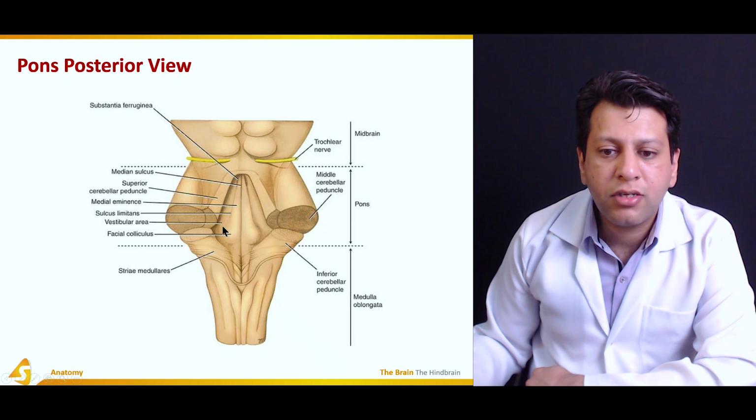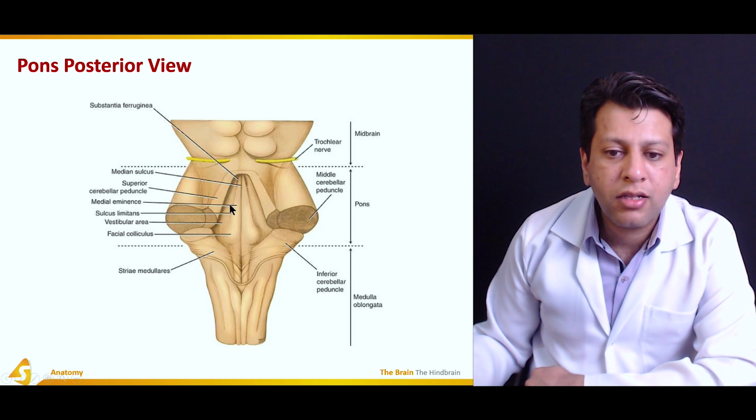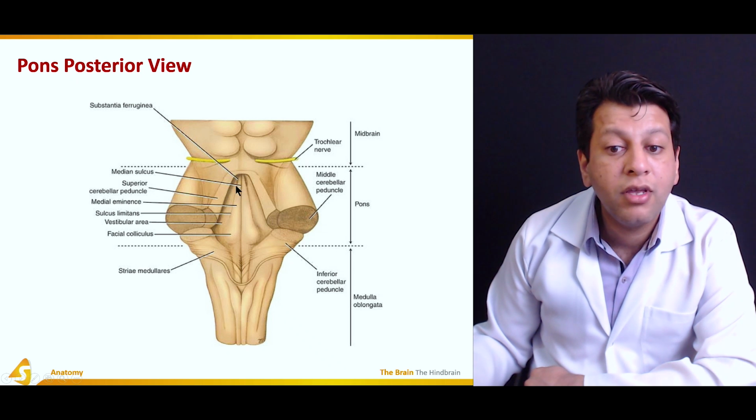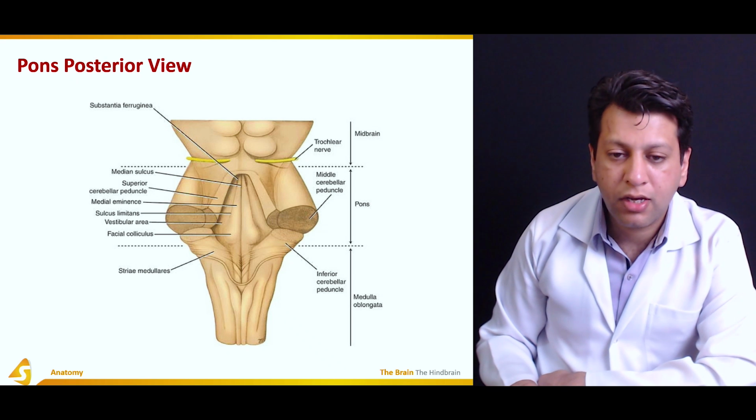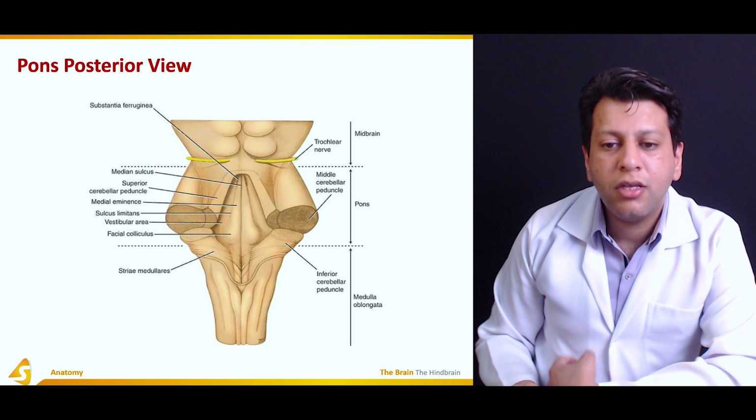These are the two elevations. This is the facial colliculus, which contains the nuclei of the facial nerve. Just lateral to that is the vestibular area or vestibular colliculus, which contains the nuclei of the vestibular nerve. These are two important nerves which actually arise from the pons.